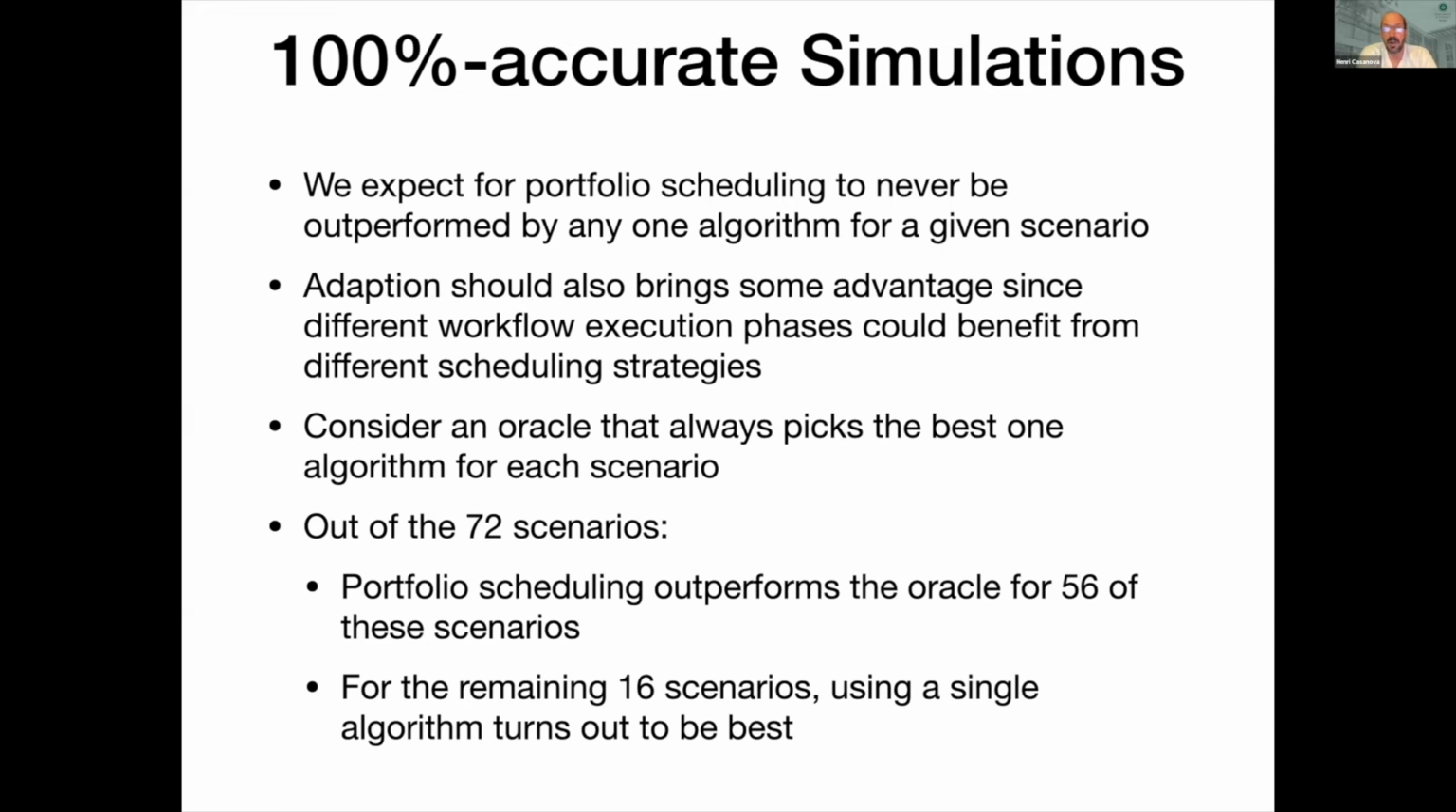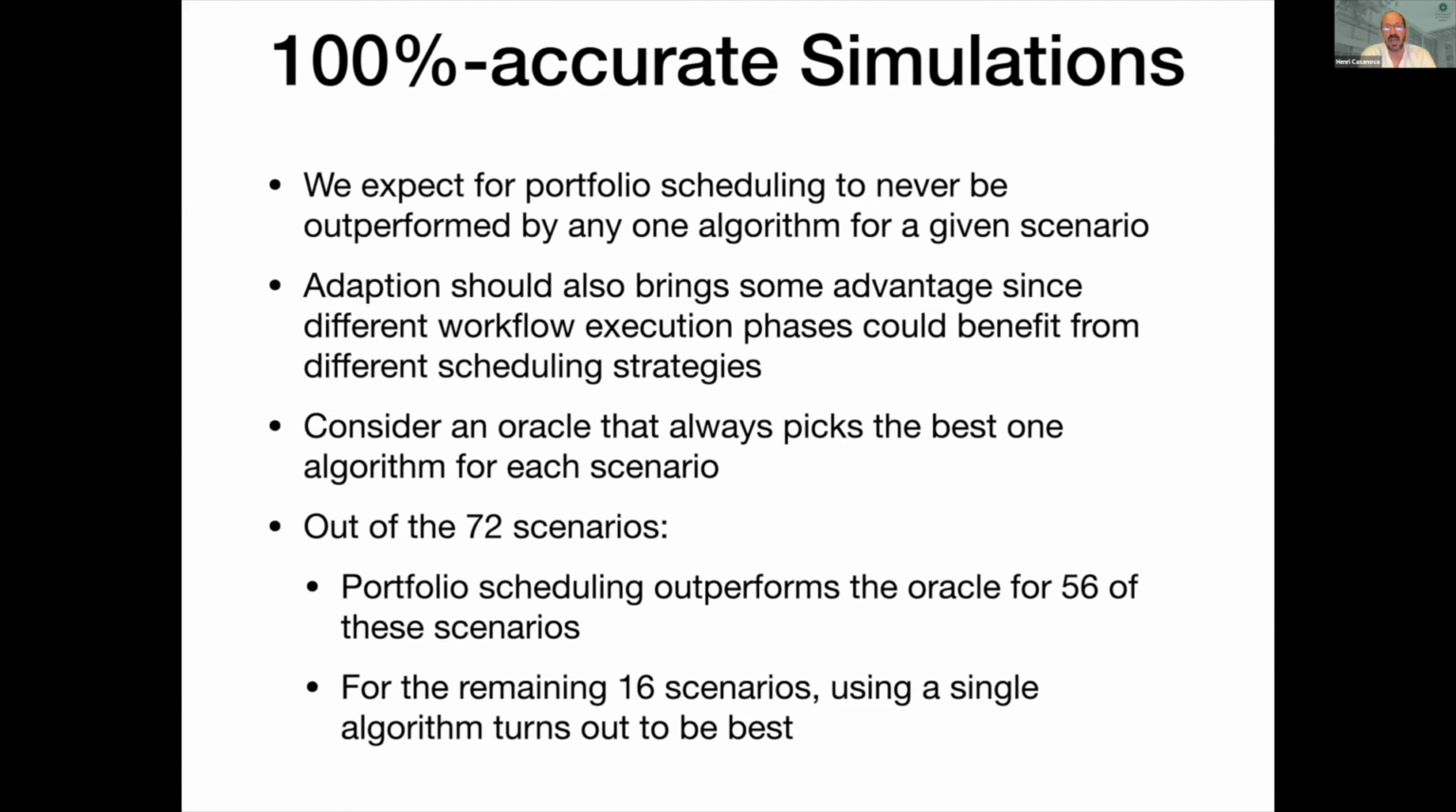And so we compared the portfolio scheduling approach that, again, whenever 10% of the workload has been computed, simulates 36 scheduling algorithms for whatever remains of the application execution, picks the best one, and uses that for the near future. We compare that approach to an oracle that picks the best one algorithm for each scenario. So an oracle that says, I do not change scheduling algorithm at runtime, I pick one, but magically I know which one is the best out of the 36 algorithms.